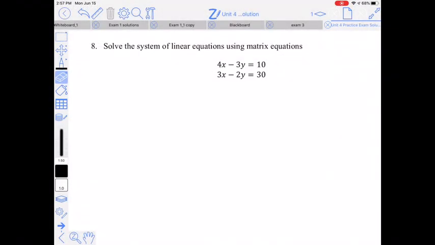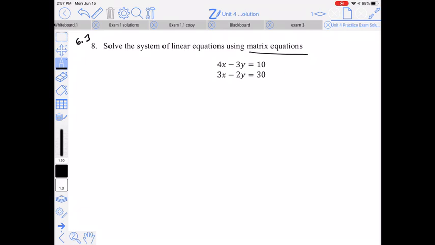So question 8 is from section 6.3. And again, pay particular attention to the directions. If it says solve the system using matrix equations, then that is the method you have to show. It's not sufficient just to show a solution, you have to show the process.